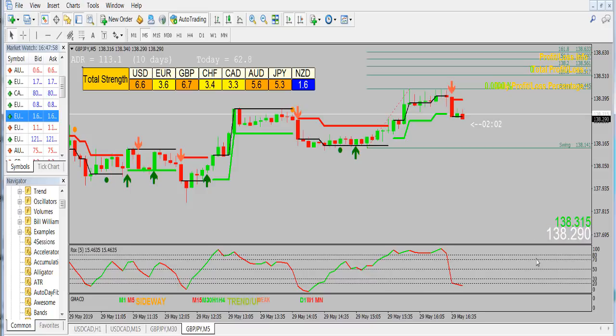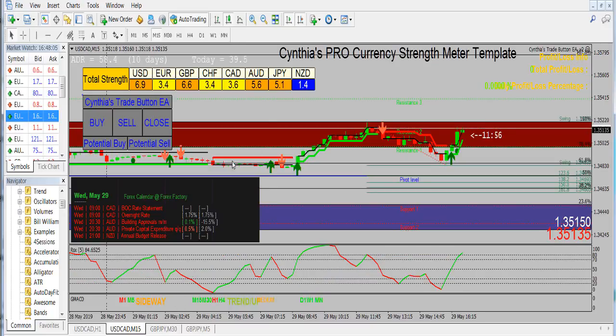So now we're 10 minutes away from the CAD bank rate statement, and I'll pause the video so we can see what happens. That way you can see that right now the US dollar is strong and the CAD is half as strong, and that is a very good ratio. So that means the US dollar CAD as a pair will continue to go up.